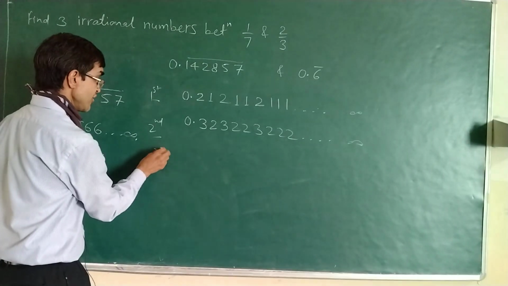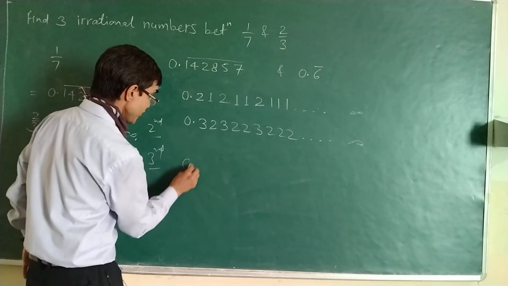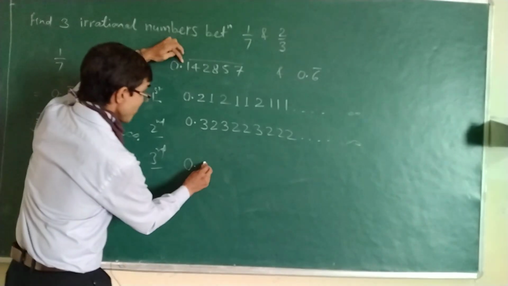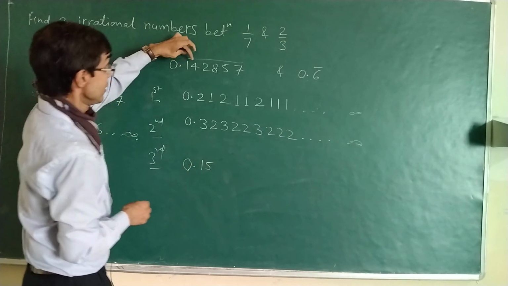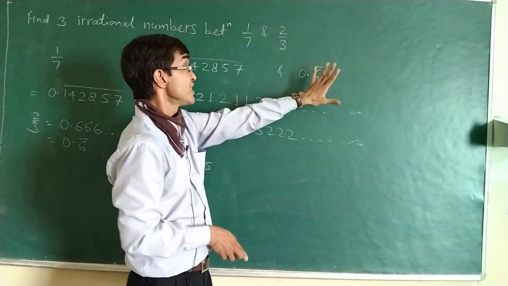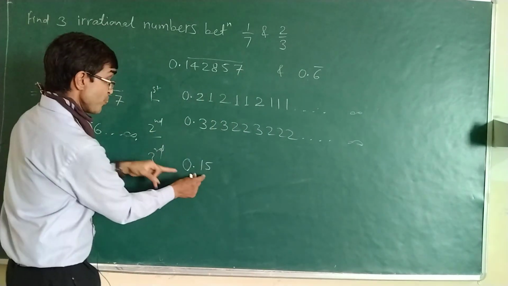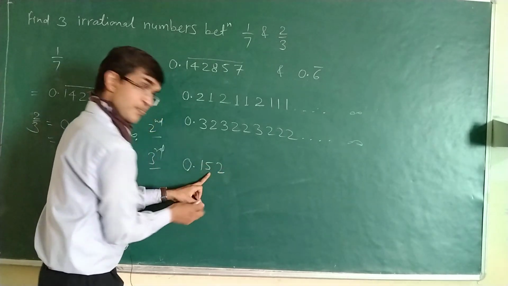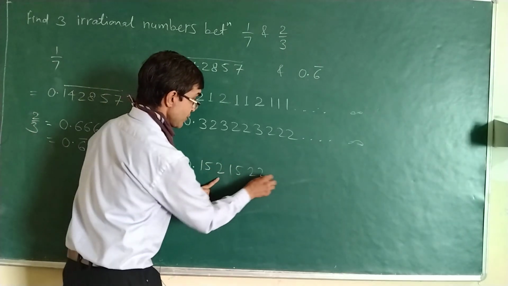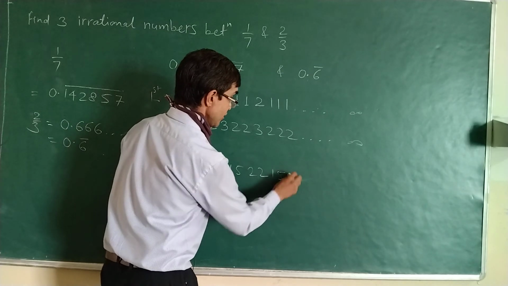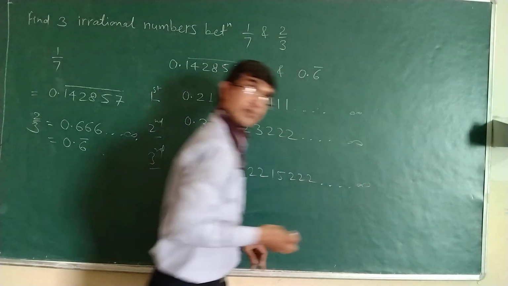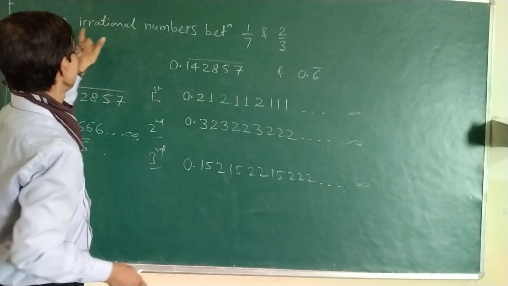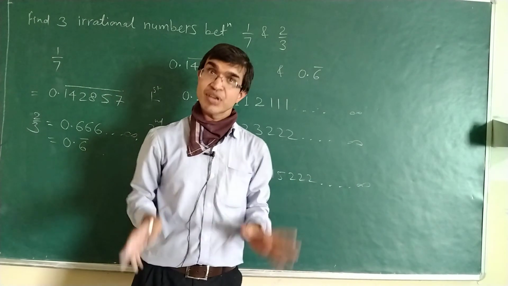Let's find the third irrational number. If you have to find one just greater than this, what will you find? 0.15, if I take 15, and this is 0.6, 6 means greater than this. So 0.15 I have taken. So what can I take? Again take here 2. Now 15 2 2, 15 2 2, and so on up to infinite. So that is also your irrational number. So these are 3 irrational numbers between 1/7 and 2/3. So I hope it is clear to you.